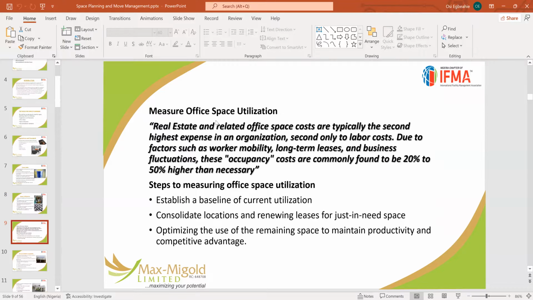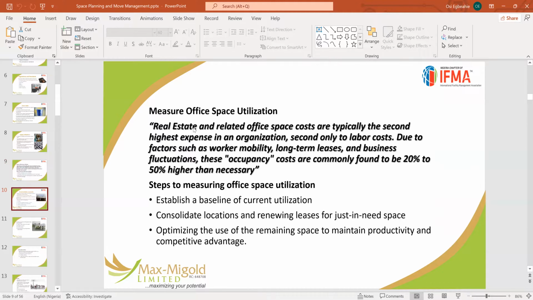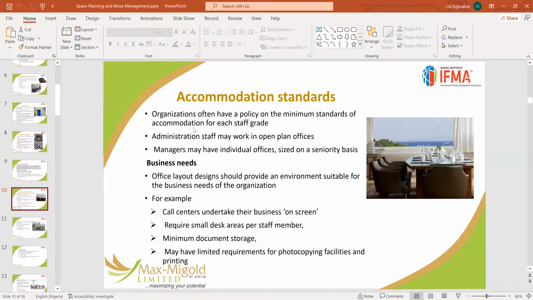occupation for each staff grade. It is very important that you understand what is required at this time for the company, so you can plan adequately for the space. Administrative staff may work in open offices, while managerial staff may have some individual enclosed offices.